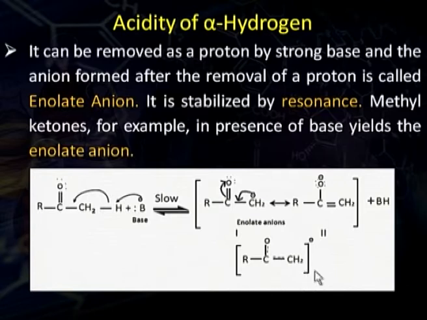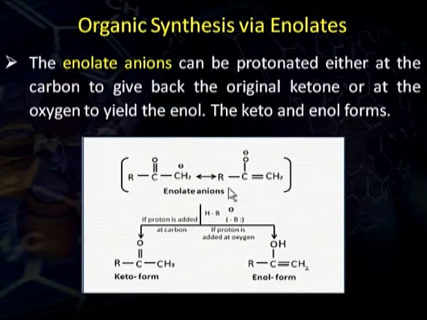These two contribute towards the resonance, and these are equivalent to the third structure, which is known as the enolate anion. Now, the enolate anion can be protonated by the addition of a proton. When we add a proton, it can be added at the carbon atom, and when it is added at the carbon atom, it yields the original form, that is the keto form, and when we add the proton at oxygen, it yields the enol form. Keto form, enol form.